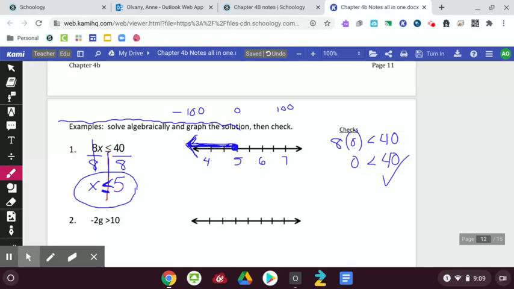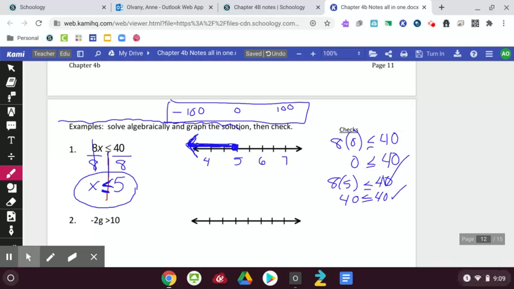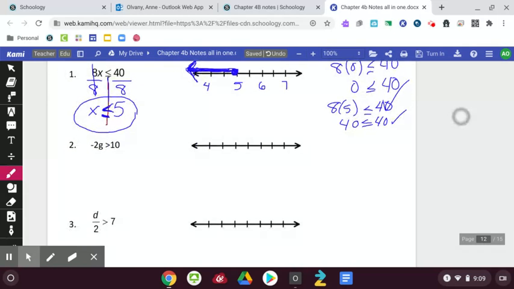If you use these 3 numbers for your check, it makes it very easy to see if you shaded correctly or not. In this case, you can check the 5, but it doesn't help you determine if you've shaded correctly. So you can check the 5 also. 8 times 5 is less than or equal to 40. I forgot the equal to part, and that is also true. Okay, let's do number 2, and then I'll do another video for the other ones.